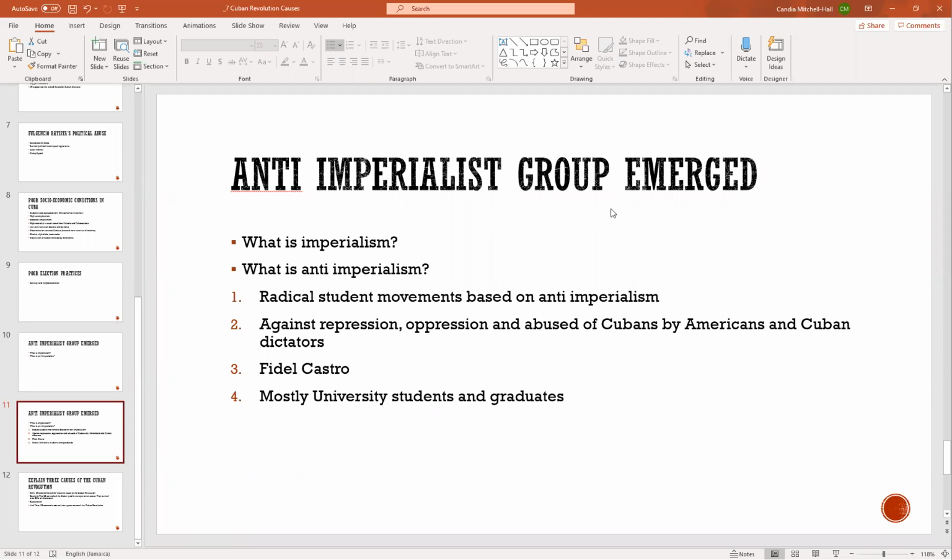Because had this group not emerged, then everybody would have just sat back and said, all right, this is how God wants it. We can't do anything about it.